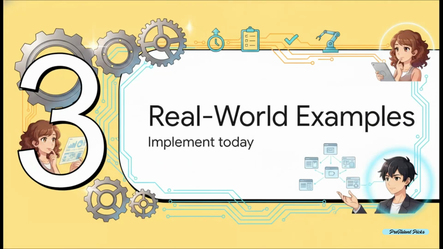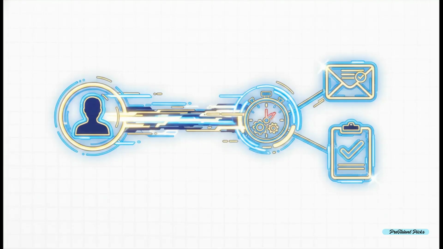4 real-world automation examples, ready to implement today. Example 1. Lead capture and instant follow-up. Speed to lead insight is absolutely critical. Every second between a lead submitting a form and receiving a response is a second their attention just drifts away. Automation closes that gap completely.